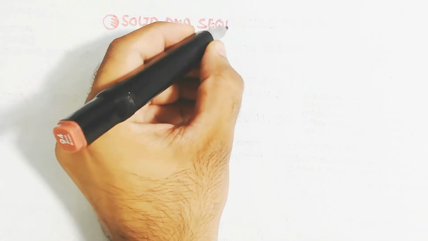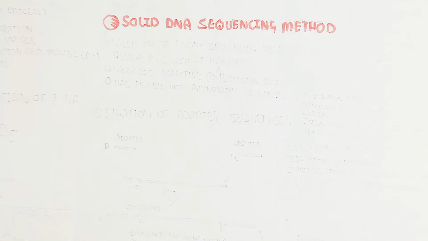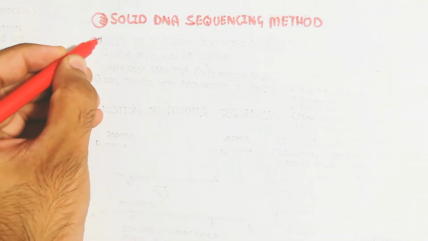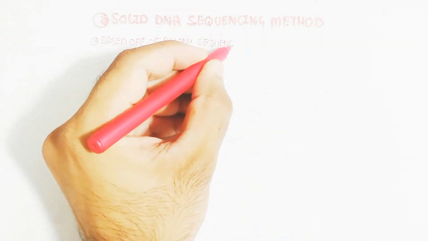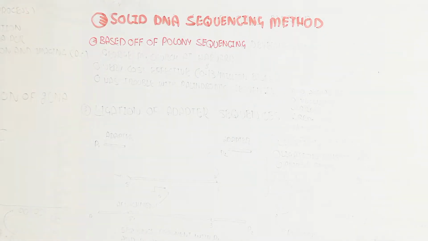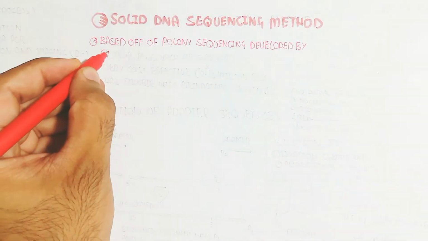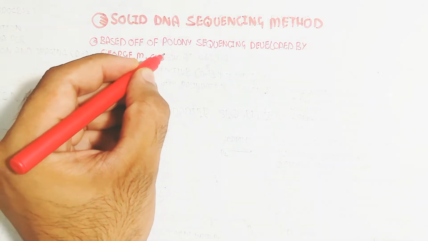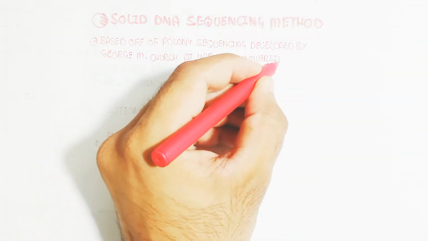Hello, in this video we will discuss the SOLiD DNA sequencing method. This is based off of Polony sequencing developed by George M. Church at Harvard University. Remember, this is different as compared to the Sanger method of DNA sequencing and the Maxam-Gilbert method. It is different and very cost effective.